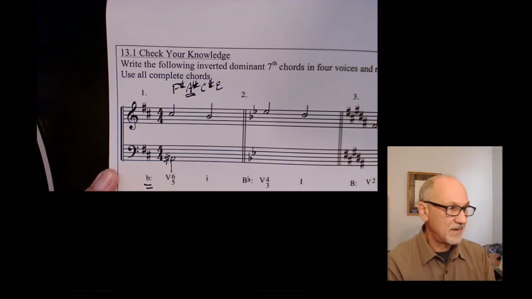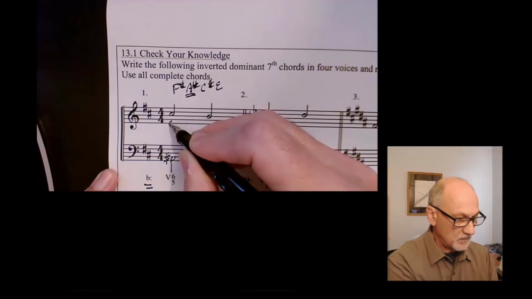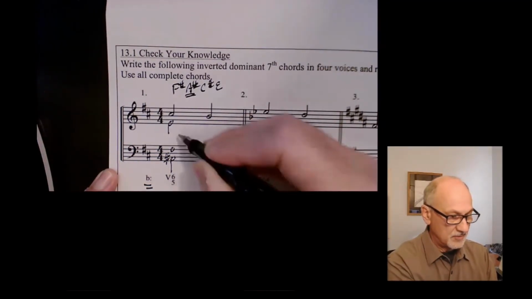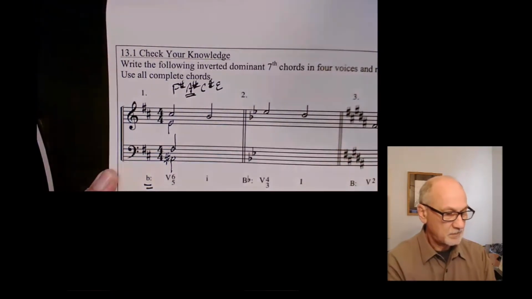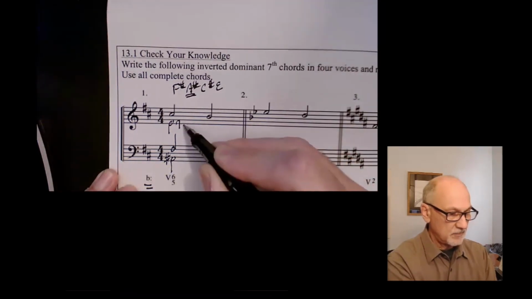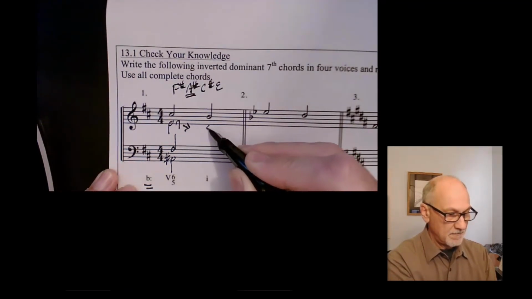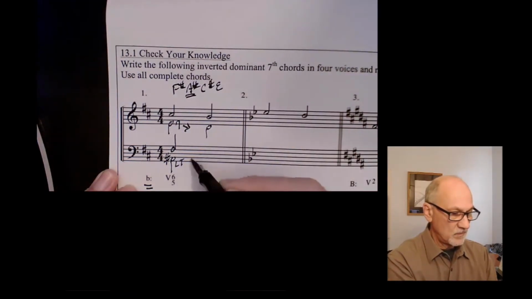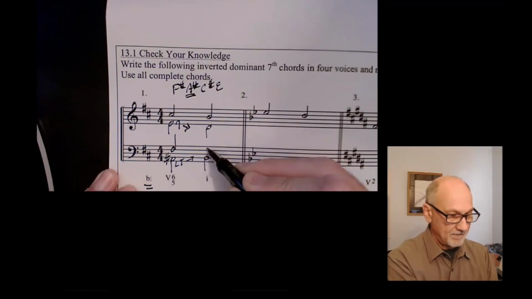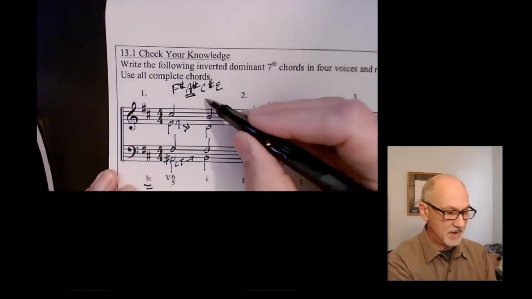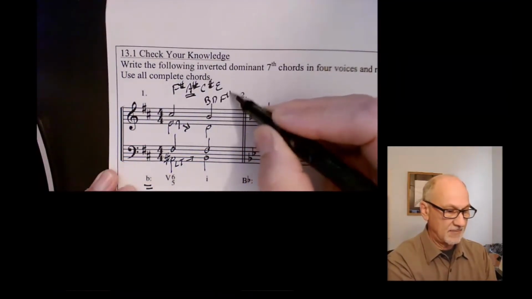Now all I have to do is fill in the missing voices. I've got an E. I'll put it there. And I've got an F sharp. Make sure you use good spacing. We can let the seventh of the chord go down. We can let the leading tone go up. And we have a nice resolution to the one chord in B minor: B, D, F sharp.